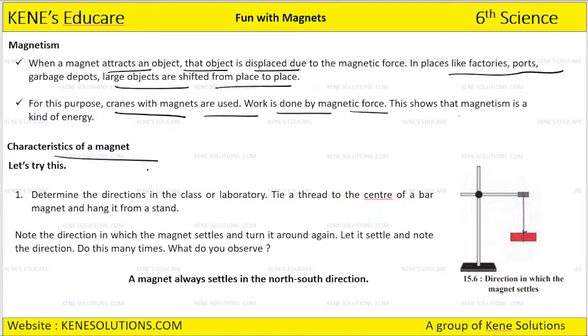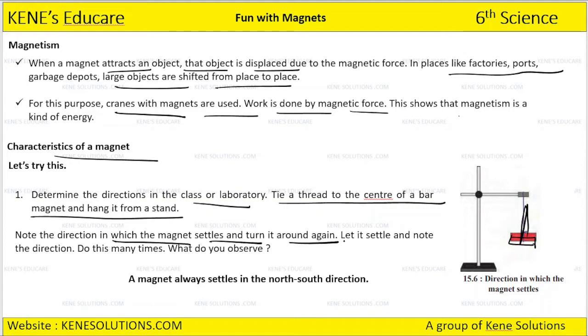What are the characteristics of a magnet? If we consider the characteristics of magnets, to determine the direction in the class or the laboratory, tie a thread to the center of a bar magnet and hang it freely. So you have to tie a thread at the center of the bar magnet and hang it freely. Note the direction in which the magnet settles and turn it around again. Let it settle and note the direction. Do this many times. What do you observe?